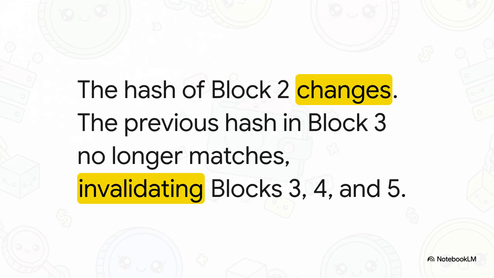Exactly. Now, if the exam uses the command word explain, you can't just say it breaks. You really need to show the step-by-step logic to secure full marks. First, state that changing the data alters the hash of block 2. Then, explain the knock-on effect. The previous hash stored in block 3 no longer matches the new hash of block 2. This breaks the link, invalidating blocks 3, 4, and 5, alerting the entire distributed network that tampering has absolutely occurred.